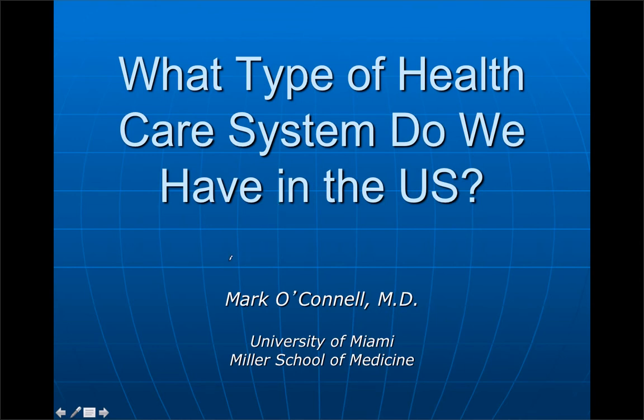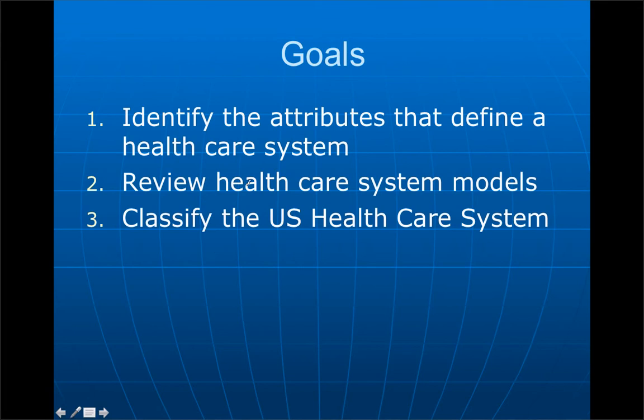This is the first of a series of lectures about healthcare system delivery in the United States. This first lesson will talk about what kind of healthcare system we actually have here in the United States. The goals of this lesson are to identify the attributes that define a healthcare type of system, then to review the kinds of different models that exist in the world, and then to see where the United States healthcare system fits into this classification scheme.